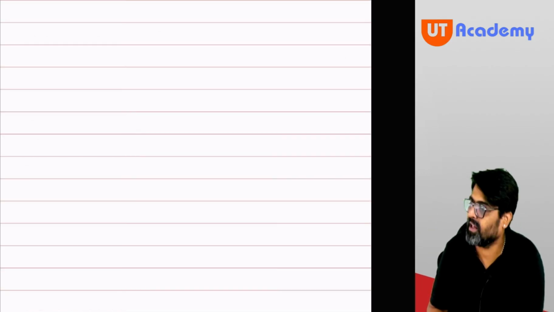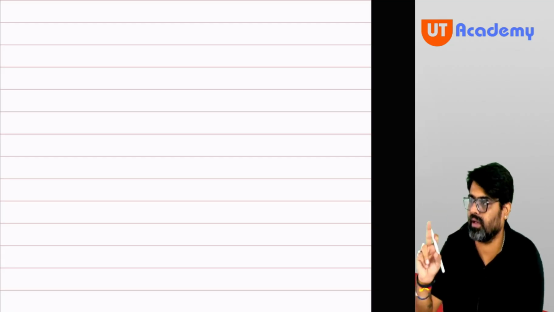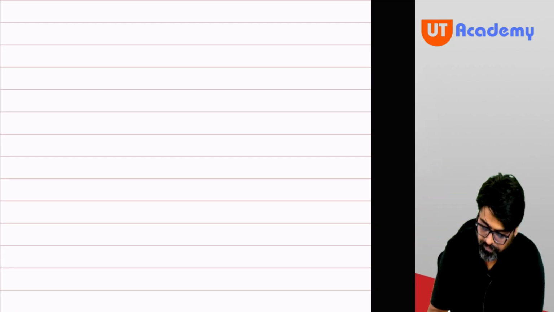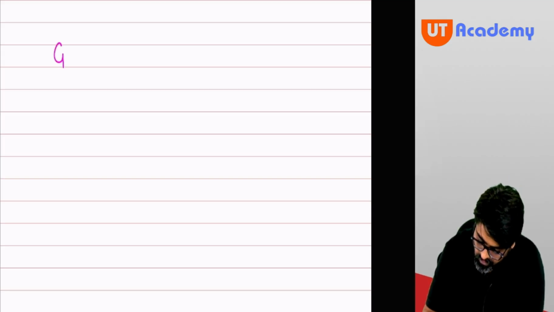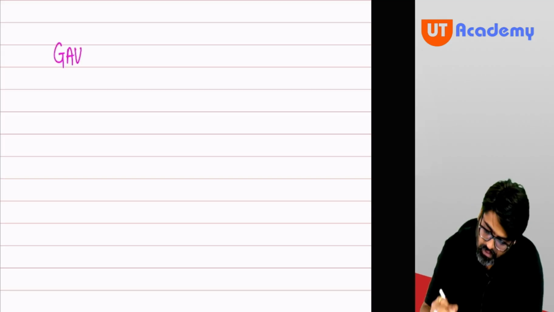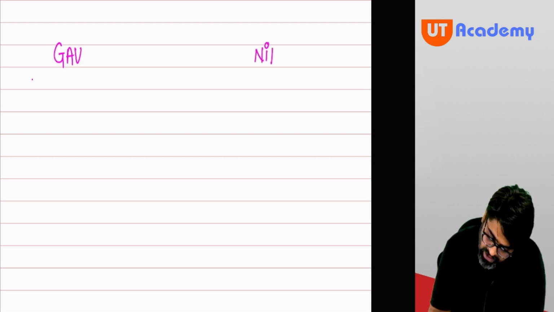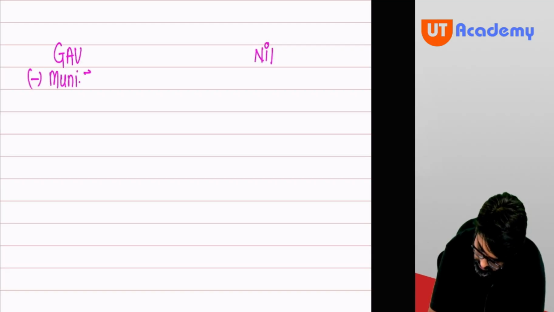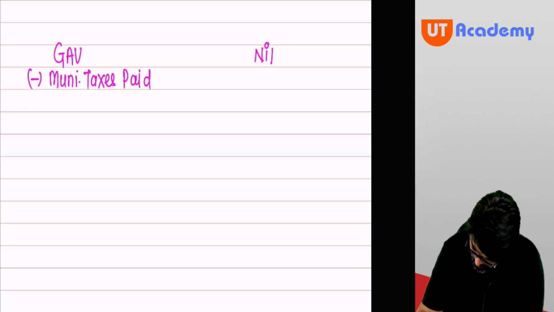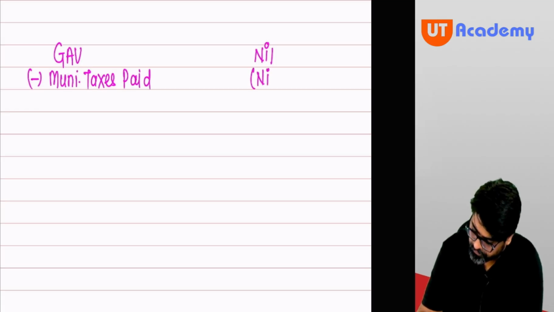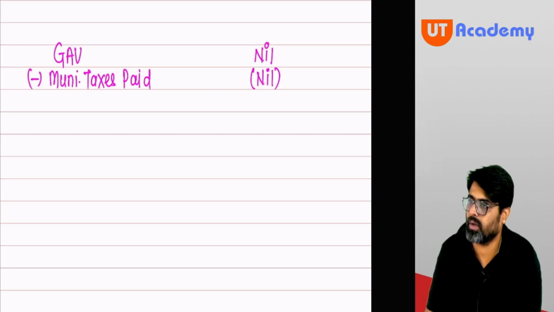So how will you present this answer? Name of the assessee and everything, you know what is to be written. So directly we'll start with GAV, gross annual value. How much is the gross annual value? Nil. Minus what? Municipal taxes paid, 8,000, no? But still it will not be allowed as a deduction.